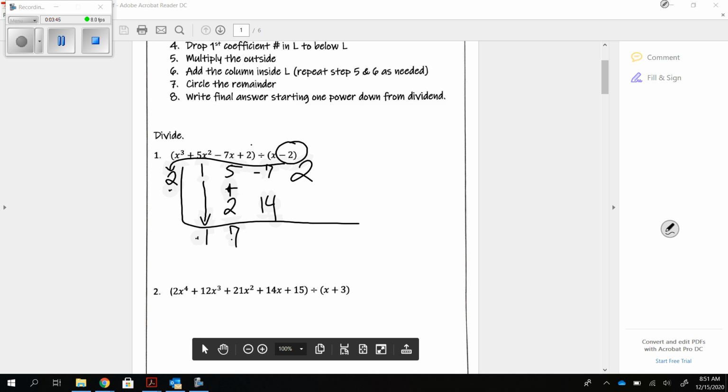Then we see -7 plus 14 is -7. Or excuse me, it's +7. Sorry about that. -7 plus 14 is a +7. So it happens to be the same number that we just did. 2 times 7 is 14. All right. And that equals 16.